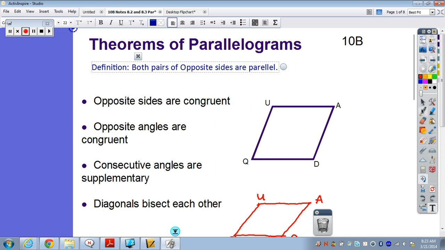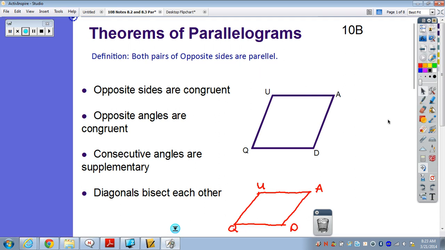So to show parallel, if I use my diagram to show it, what we would do is we would put arrows, because remember from Unit 1, arrows mean that sides are parallel. And so in symbols, if we write that, in this case, UA is parallel to QD. So those are opposite sides. And QU is parallel to DA, or AD, it doesn't matter. Because these are opposite sides, they're the ones that are across.